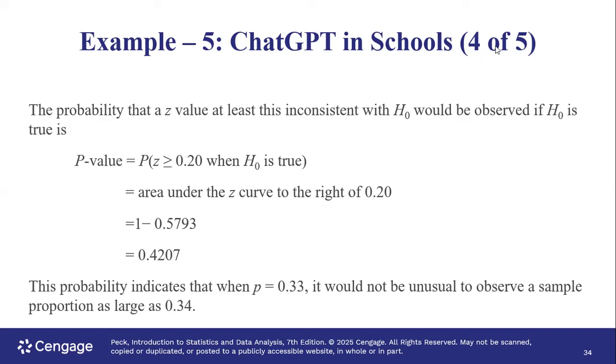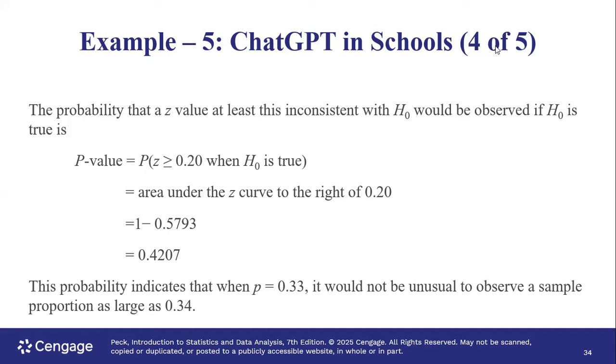And the area to the right of the test statistic, in my case I took 0.212, is 0.416. 0.416 is similar to the 0.420 that they have obtained. The probability indicates that when p is equal to 0.33, it would not be unusual to observe a sample proportion as large as 0.34. What does it mean? It means there's a 42% chance that the test statistic value, z value, would be greater than or equal to 0.2. That is, it is possible to obtain a sample proportion as large as 0.34.